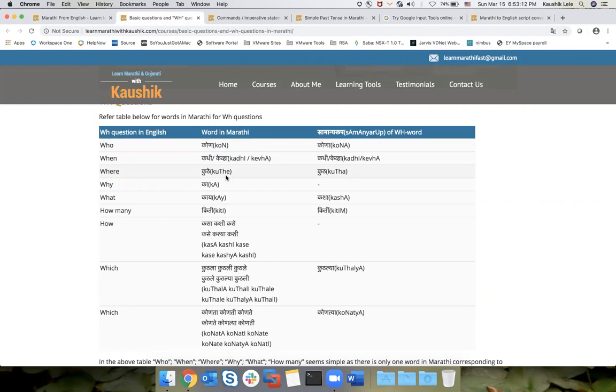Some people use aapan also, right? Yes, we can use आपल्या मित्राचं नाव काय आहे? But that becomes very formal. So in day-to-day language, तुमच्या is okay. But if you're talking very formal, say in a program, in a government office or in a newspaper, you can say आपल्या.